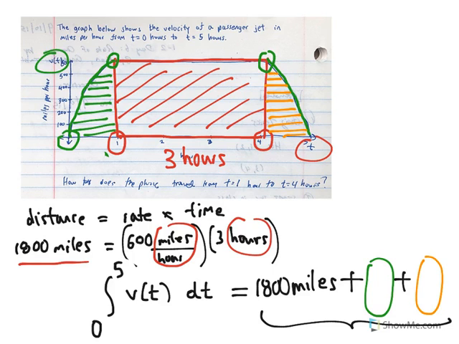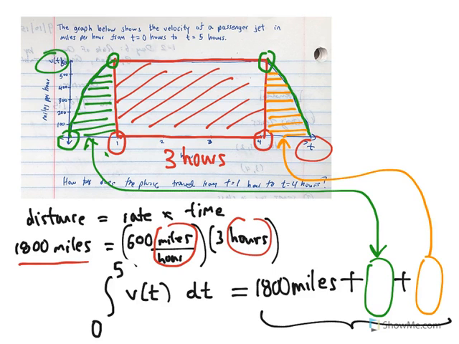One thing to note is that we may not be able to find the exact distance traveled by the plane represented by the green region because the velocity curve on the time interval from 0 to 1 hour is a curve, and we may not be able to find the exact area of that region. But we can approximate it because it looks almost like a triangular region, so we could approximate the area of that region. And the same is true for the other region. We may not be able to find the exact area of that region.